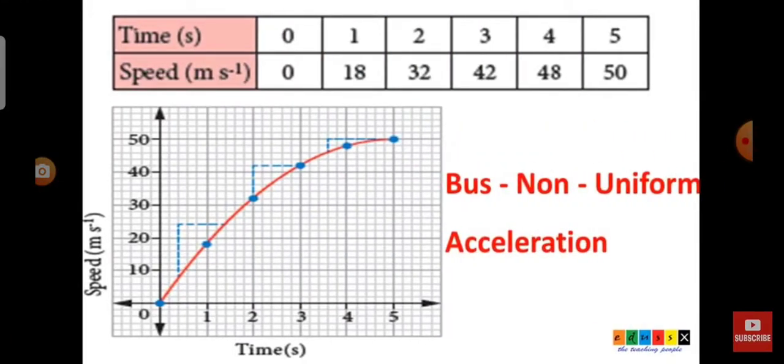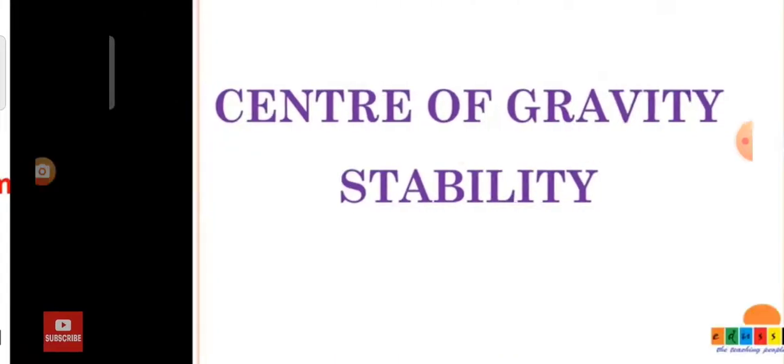Here the bus is traveling with decreasing acceleration, that is non-uniform acceleration. Using the time and speed, the graph is plotted. Here the graph shows the increase in the speed. The increase in speed is decreasing with the time. Hence the graph has a positive and decreasing gradient, and the acceleration decreases.